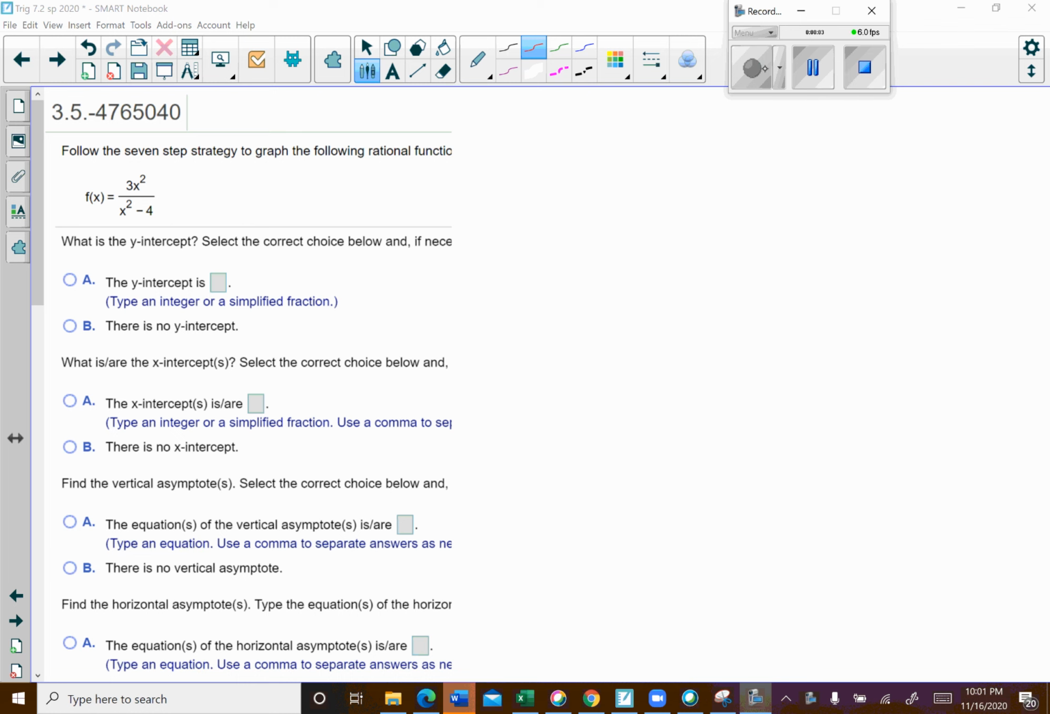Okay, so that's first asking for what is the y-intercept right here. And so to figure out where the y-intercept is, you basically just let x equal 0. So I'll just do function notation over here. And so we'll get 3 times 0 squared over 0 squared minus 4.